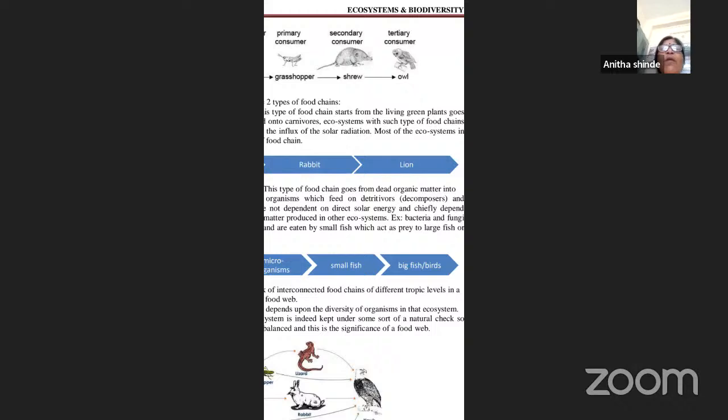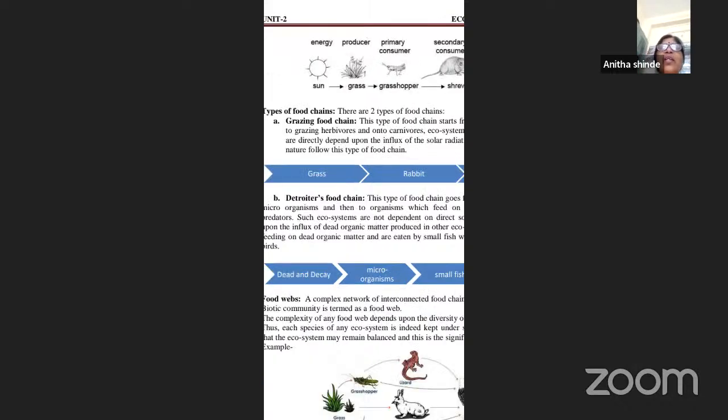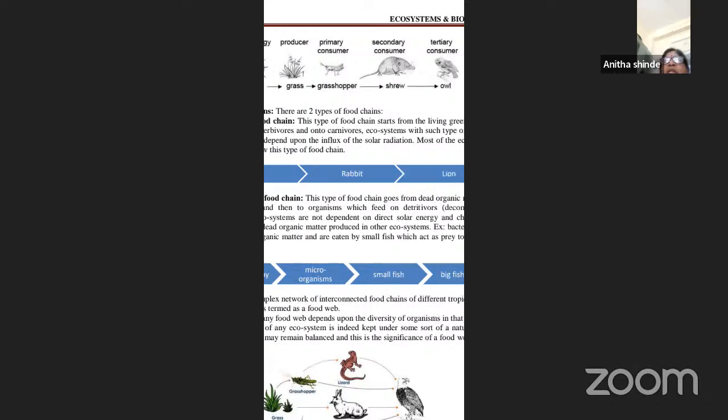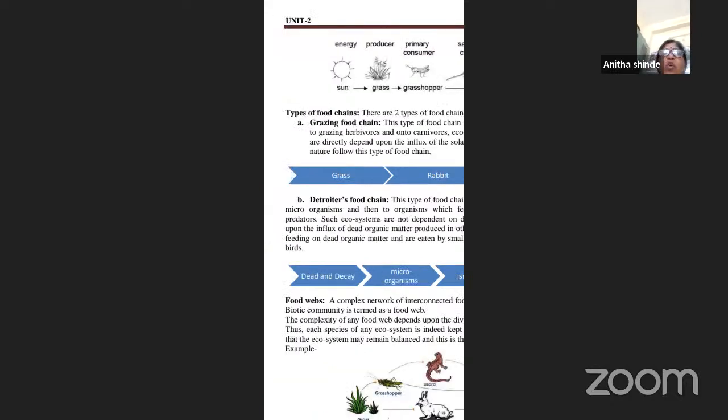So like this, you have energy, then the producer, the primary producer. Then the consumers are classified into three: primary consumer, secondary consumer, and tertiary consumer. And lastly, you have the decomposers. That is how the cycle, or the food chain, will go on. Now, basically speaking, there are two types of food chain. They are the grazing food chain and the detritus food chain.